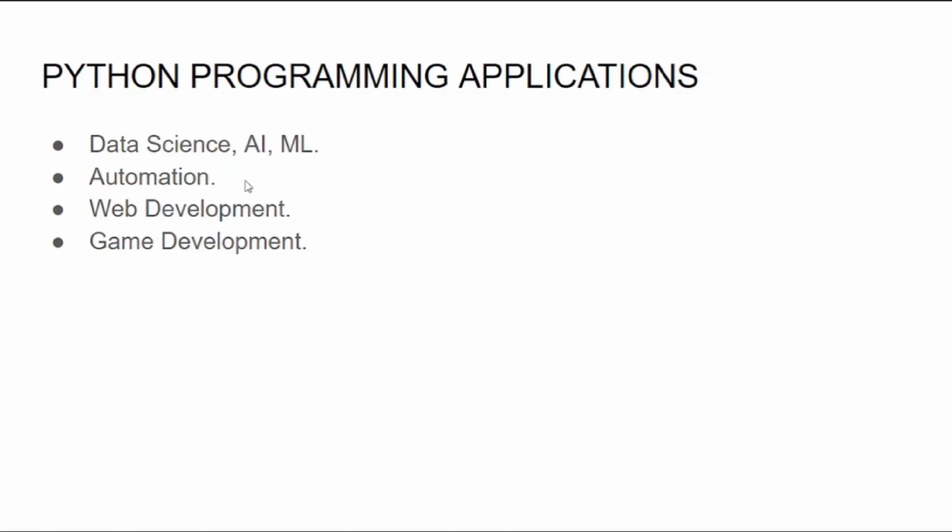The other point is automation. Python is widely used in automation field. We can understand it with an example. Suppose we have four systems, four computers. What we can do is we can just click one button in one computer and it will result in the installation of the software in all the computers. This is nothing but automation. We are reducing the manual efforts. The other point is web development. Python is widely used to develop different kind of websites. The other point is game development. Python is also used to develop games. So hope these points are clear to you. Let's move on to the next section.